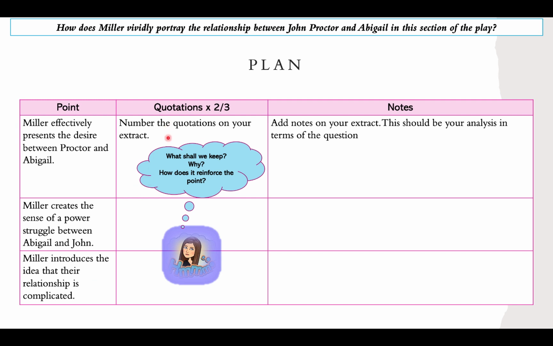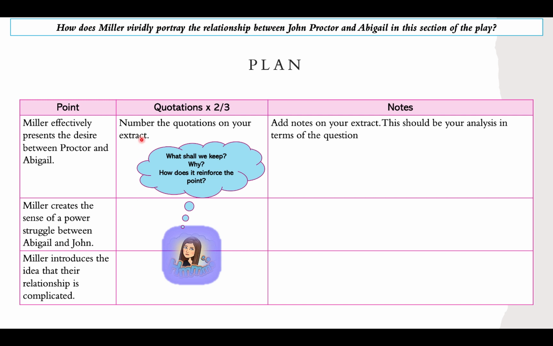Once you've got your points and you're happy with them, then you will go back and decide on your quotations. So you want to aim for between 2 and 3 quotations per point. So if you can't find 3, don't worry. 2 will be enough because you just want to show that you've managed to find multiple quotations for each point. It may be that you decide to have 3 quotations here and then 2 and then 2, or you may decide to have 2, 2, 2. It's completely up to you, and it depends how much time you have.